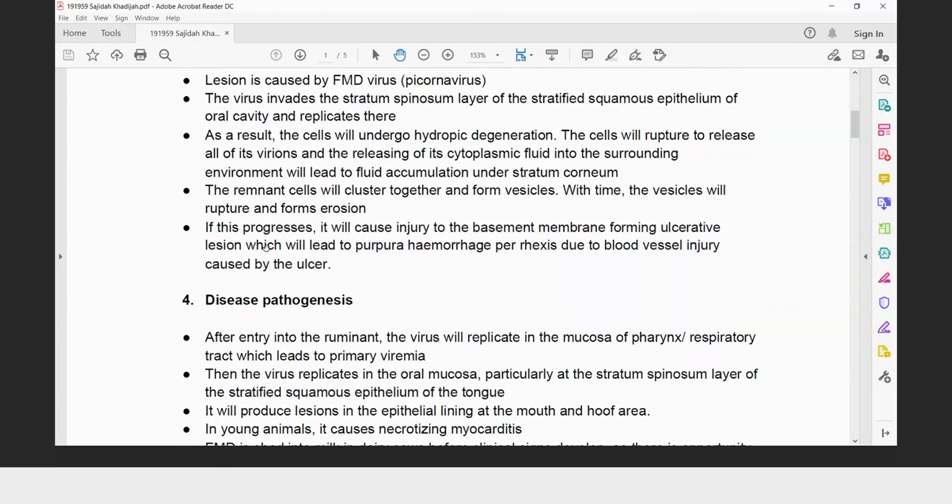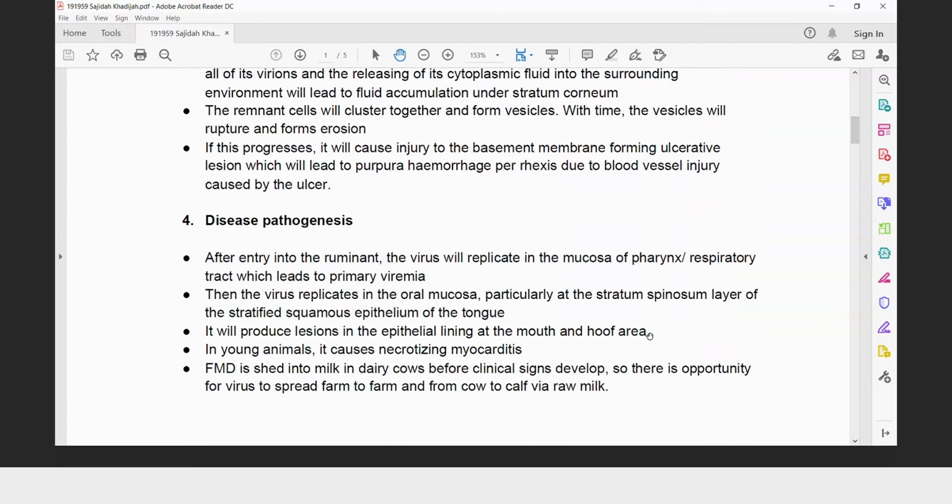I think in this case you give there, after entry into the rumen, the virus, probably. Also when you say the virus, you have to put the name of the virus. Don't just put the virus, meaning the FMD virus. You might be correct, they multiply actually in the lymphoid aggregate, in the pharynx, possibly respiratory, but more commonly also in the GIT, leading to primary viremia, correct. Then they go into the stratum spinosum, correct. Then they lead to epithelial lining, that's right, hoof also correct.